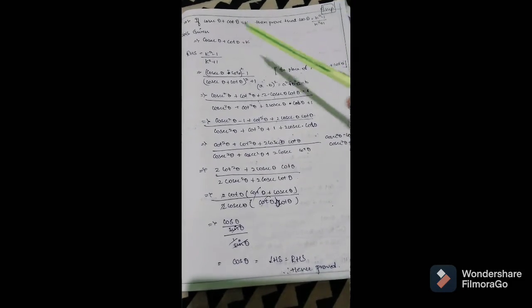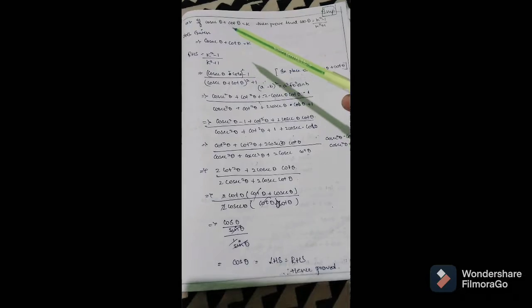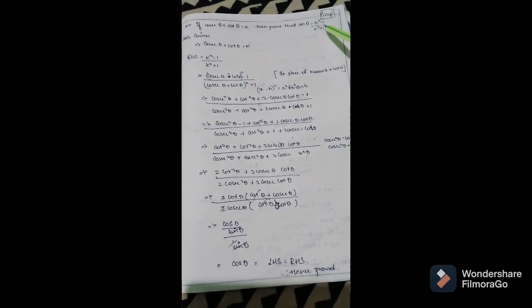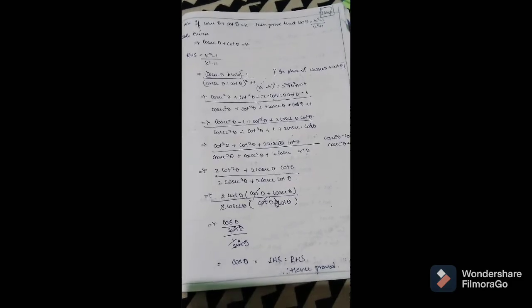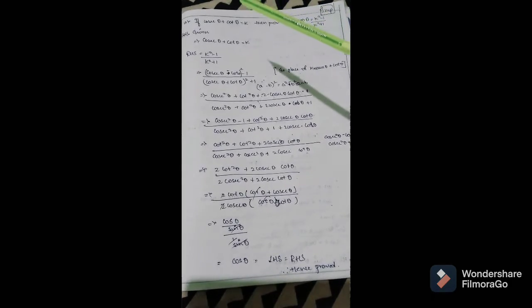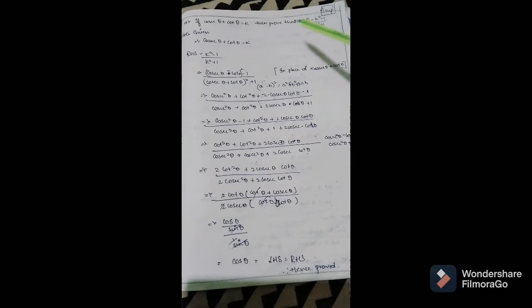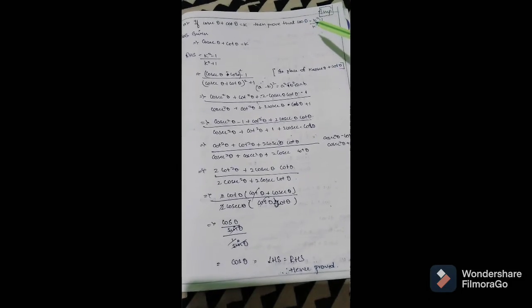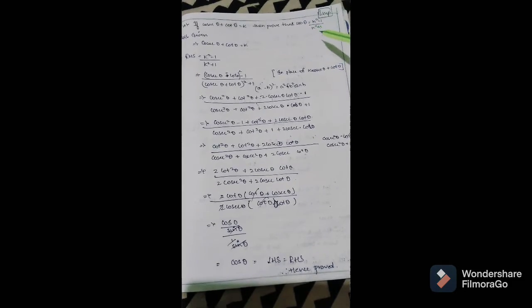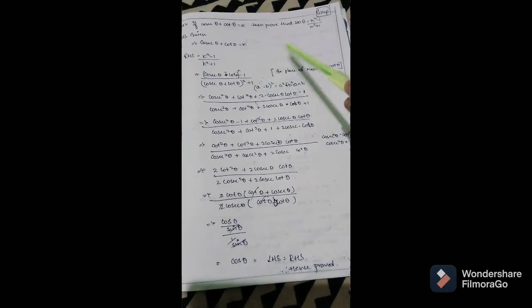First of all, if cosecant theta plus cot theta is equal to k, then we should prove that cos theta equals k square minus 1 by k square plus 1. They have given cosecant theta plus cot theta is equal to k, then we should prove that cos theta is equal to k square minus 1 by k square plus 1.